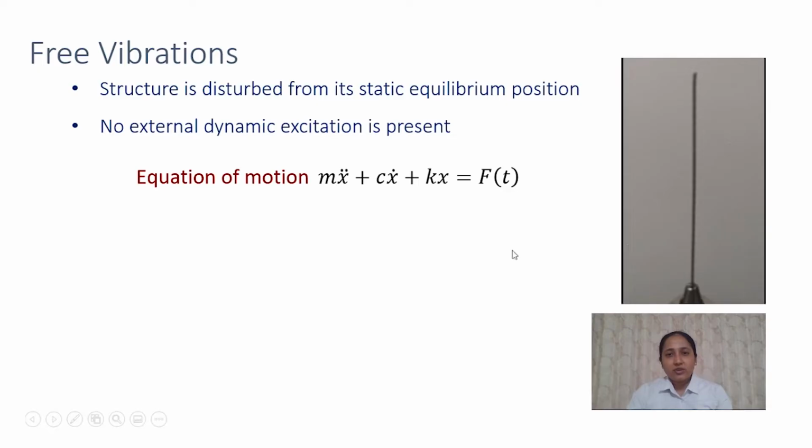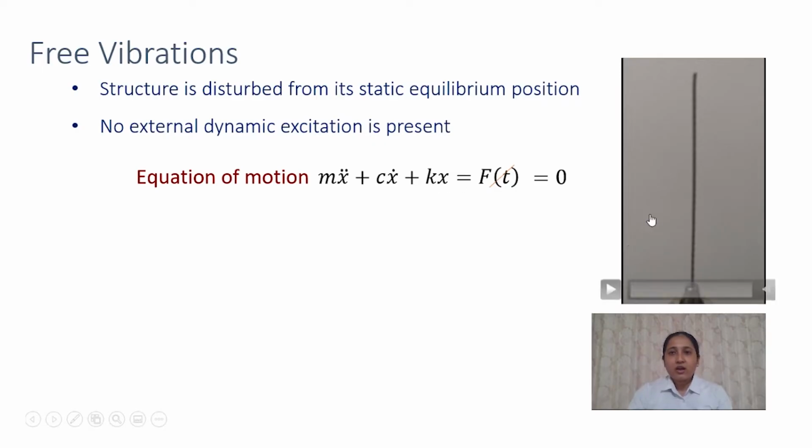So this is the equation of motion of a dynamic system. We have learned it in the previous lessons. In the case of free vibrations, this force is 0. So the equation will be m x double dot plus c x dot plus k x is equal to 0. It's a homogeneous differential equation. Here m indicates the mass of the structure, c is the damping coefficient, and k is the stiffness of the structure.